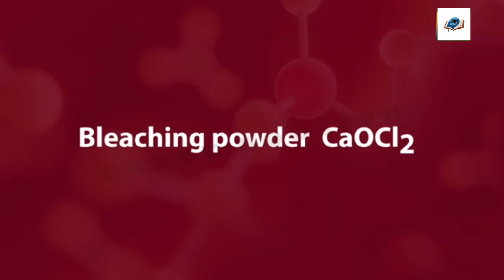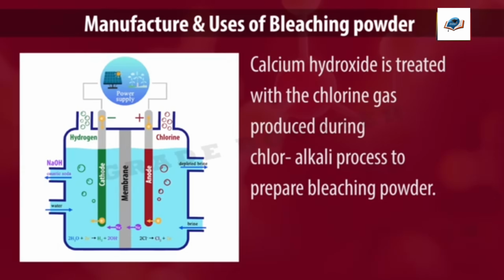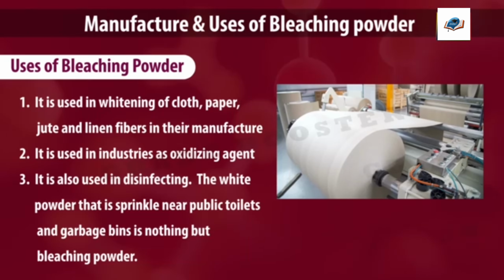Bleaching powder, CaOCl2. Calcium hydroxide is treated with the chlorine gas, which is produced during chloralkali process, to prepare bleaching powder. Ca(OH)2 plus Cl2 gives rise to CaOCl2 plus H2O. This bleaching powder is used in whitening of cloth, paper, jute and linen fibers in their manufacture.